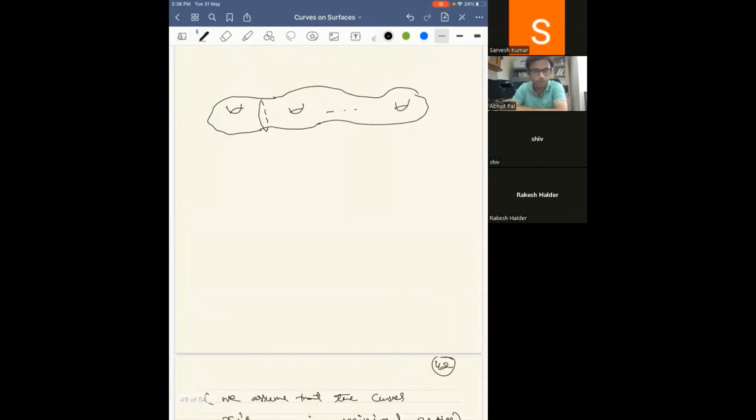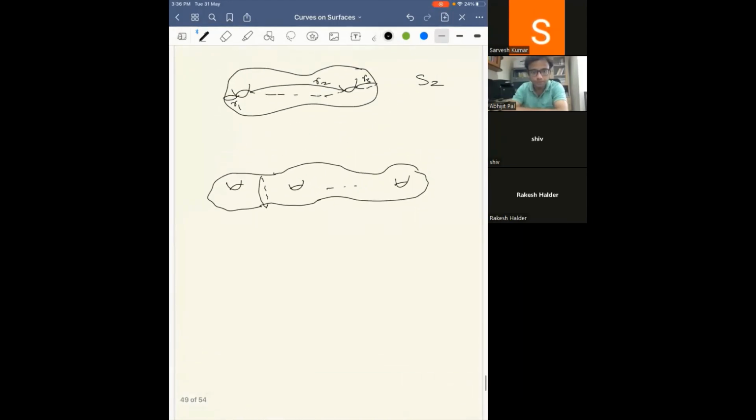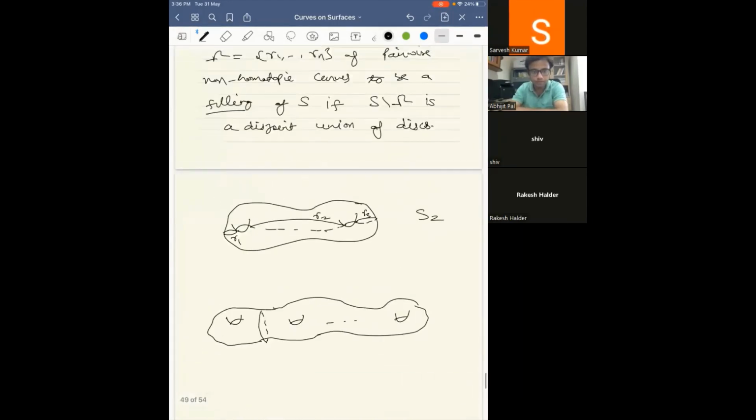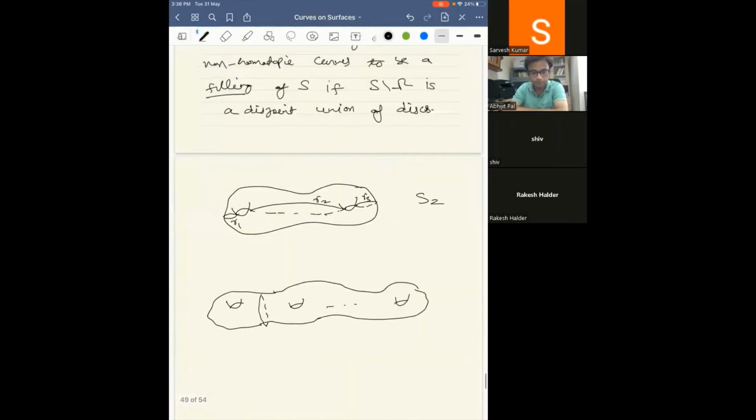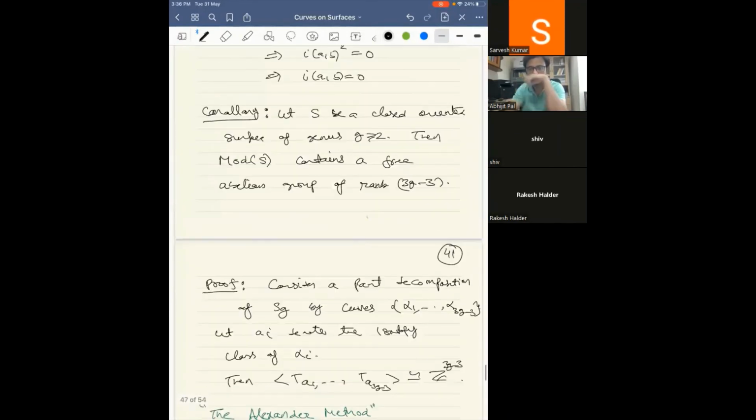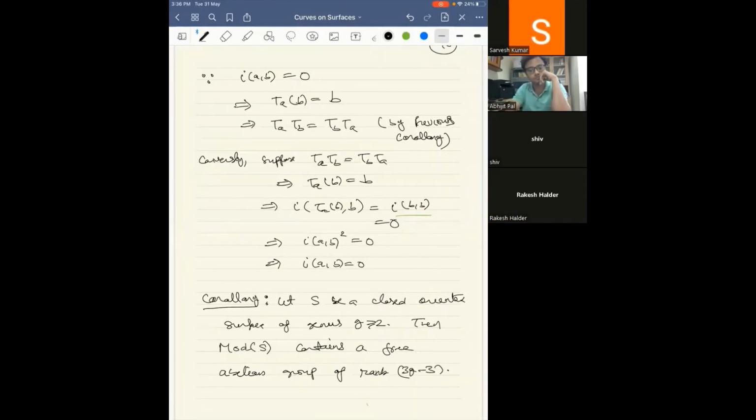Could you show me the last statement, the pants decomposition? I want to read the statement once again. So it contains a free abelian group of rank 3g minus 3.